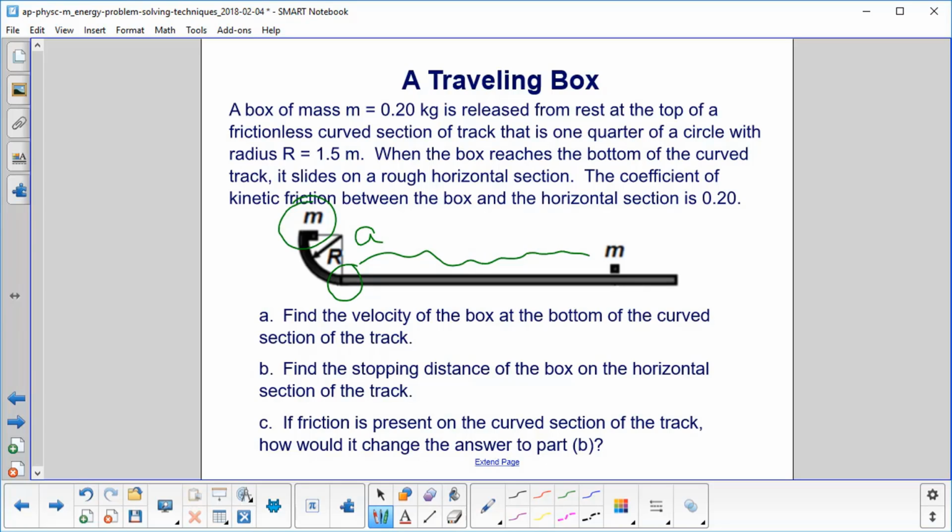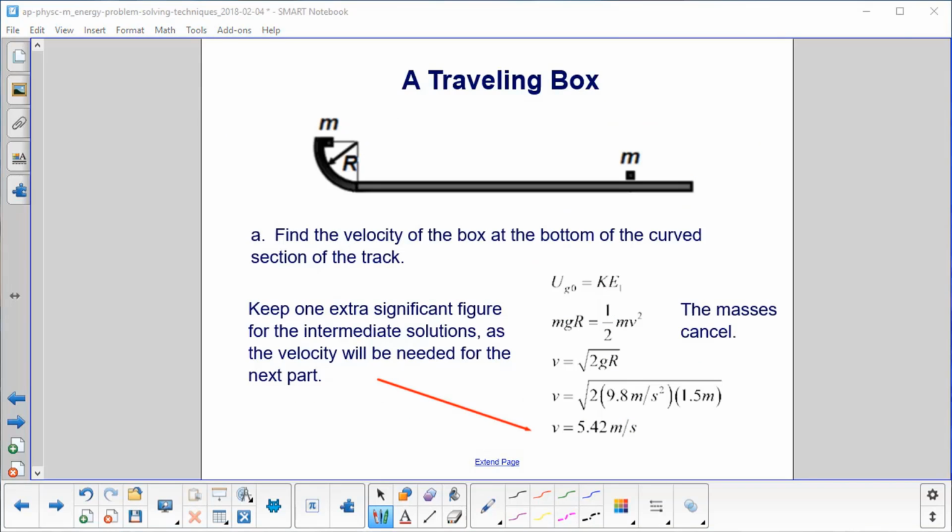It's going to be A. Find the stopping distance of the box on the horizontal section of track, so that will be this distance here. And then, if friction is present on the curved section of the track, how would it change the answer to part B? First, find the velocity.